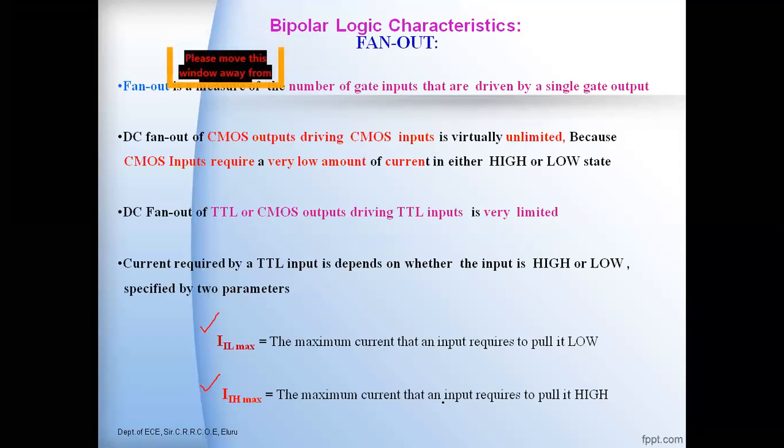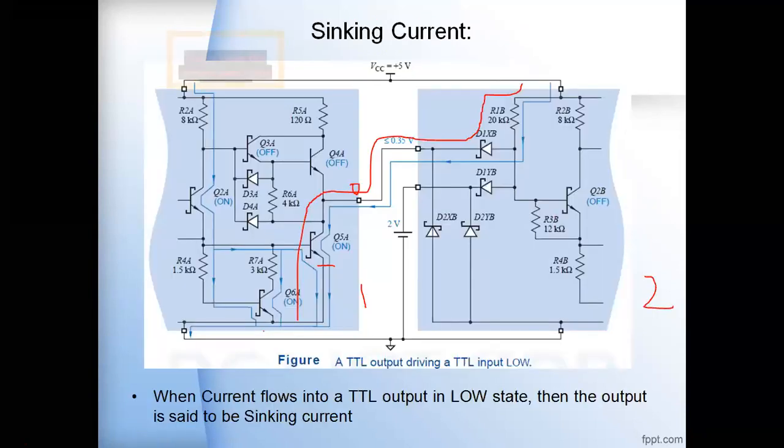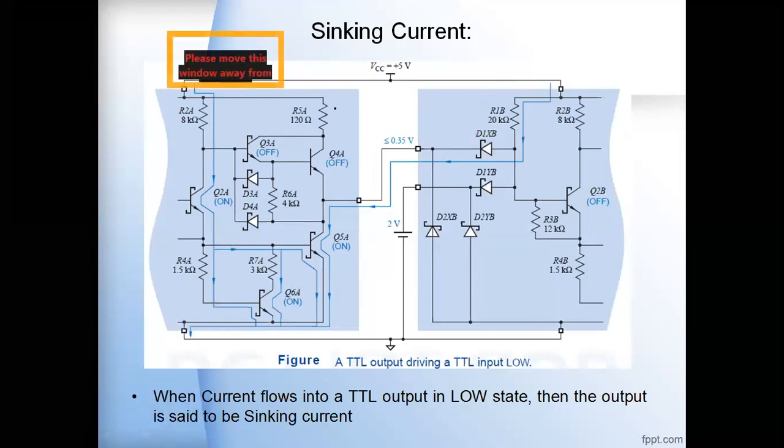So IIL maximum, if you see, when the TTL output is in low state, now in this state, the current is flowing out of the TTL input. So again, we can move to the circuits here. So now see here, IIL maximum here.